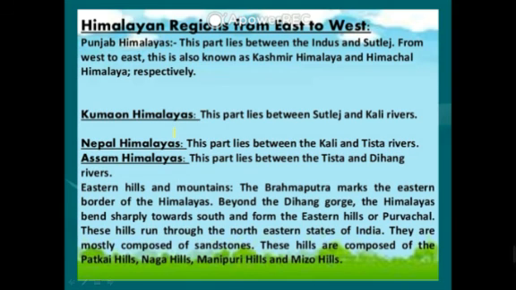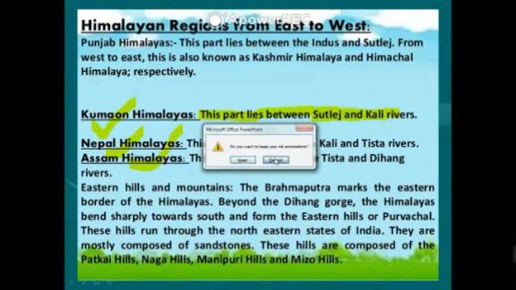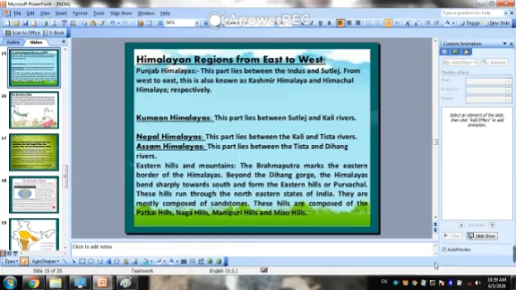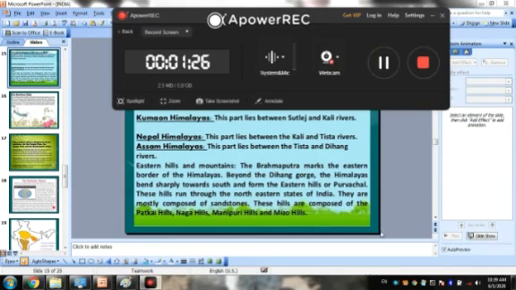And the next one is the Himalaya regions. The Himalaya region may be divided into three basic portions. The first one is the Kumaon Himalaya. The Kumaon Himalaya extends from the Satluj to the Kali river. The portion between the Kali river and the Tista river is called the Nepal Himalaya. The next one is the Assam Himalaya, which lies between the Tista and the Dihang river. So these three Himalaya divisions are also important.